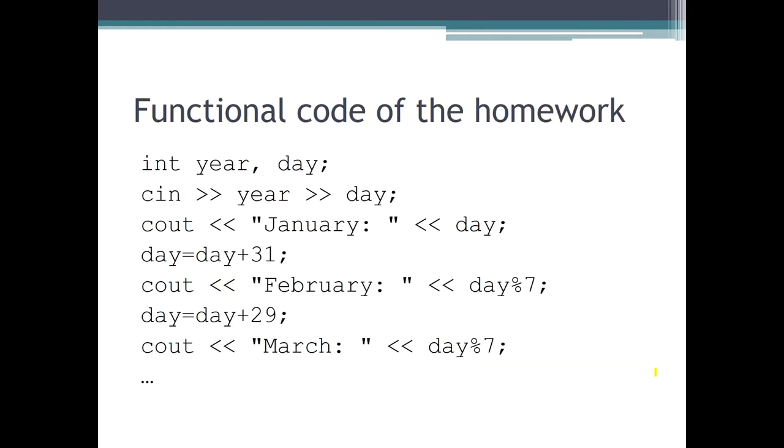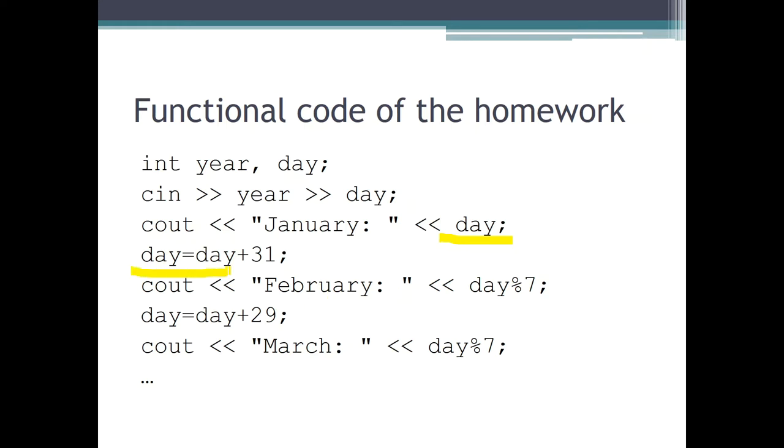So this is the basic idea, and here we can see the functional code of the homework. I won't show you in detail the whole program. Here is the whole printout. I'm sure you are able to establish the correct printout, printing out all those different lines to make the box and so on. But after the user enters these two variables, year and day, for January we can just print out the day. This is the day of week of the 1st January because the user has just entered that. And afterwards we have to calculate the number of the day for each first day of each month.